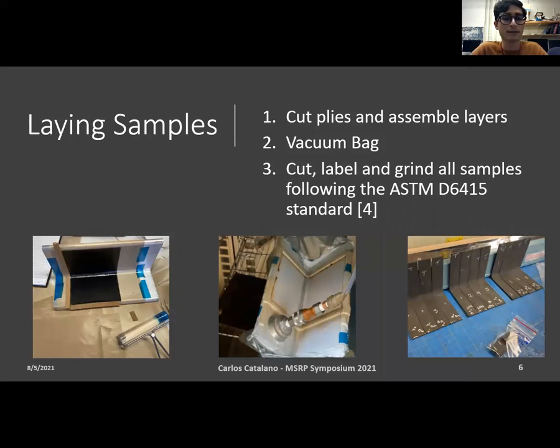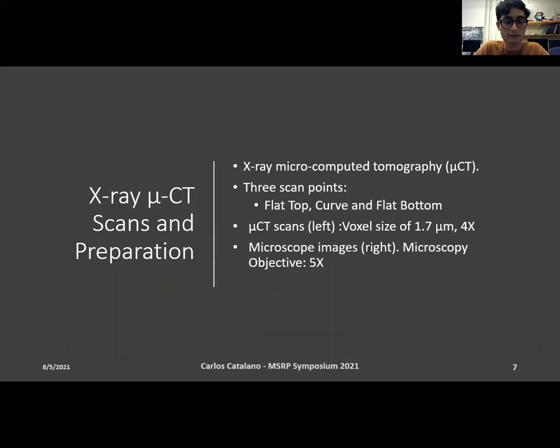To lay it up, we basically cut the plies and assemble the layers according to the standard. We did 16 plies zigzag between 0 and 90 degrees, as you can see here in this image. And then over here, we vacuum bagged all samples according to the instructions and cured it according to the instructions of the manufacturer of the fiber and the resin, and depending if it was in the autoclave or the lab oven. And then finally, we cut, labeled, and ground all samples according to the standard size. All had the same size, same width, and we ground the sides. And it was all following the ASTM standard for testing, as I'll talk about later.